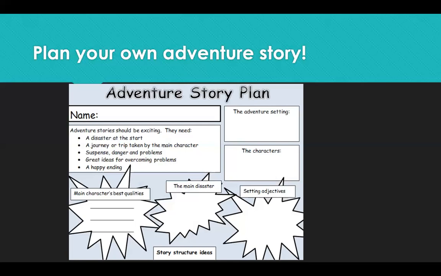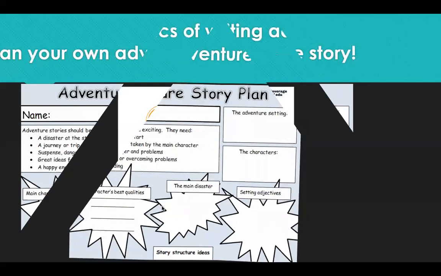And setting objectives, always have some good vocabulary in your mind. For example, ambitious, ferocious, those are all good vocabulary. Okay, so now this is our adventure, or your adventure story plan.